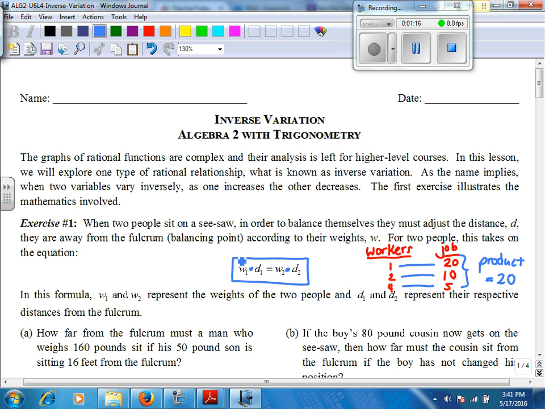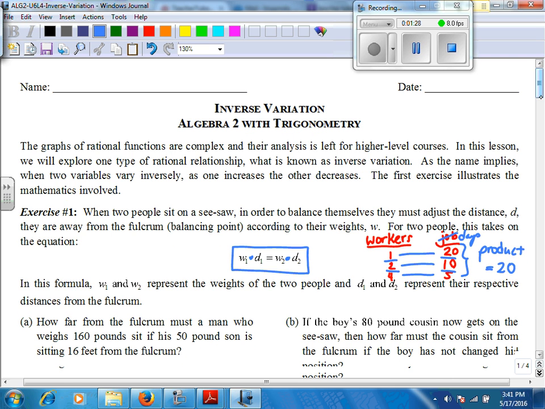Whatever you have the product of for the workers times the days here has to be the same product for workers times days. So that shouldn't say job, that should say days here. Okay, so that should hopefully make a little bit of sense.